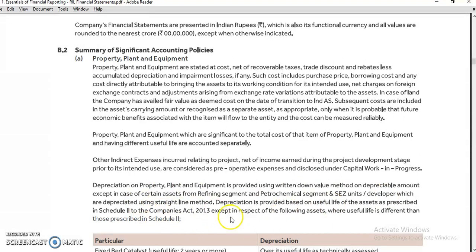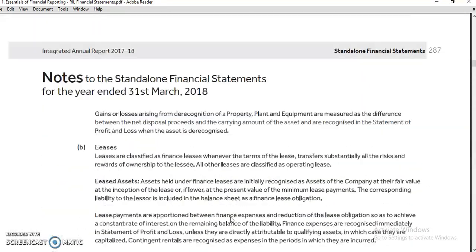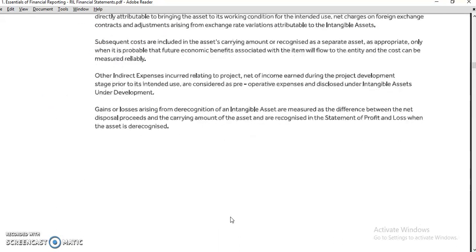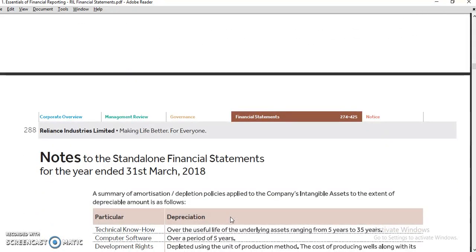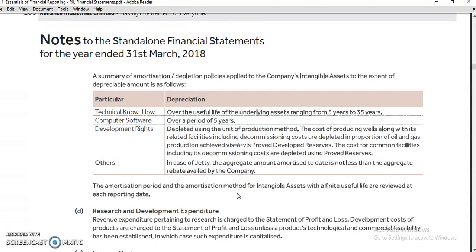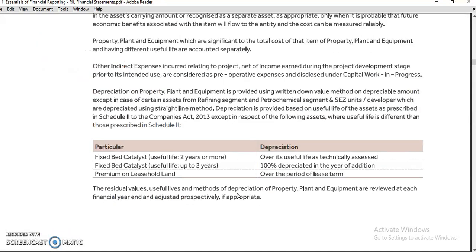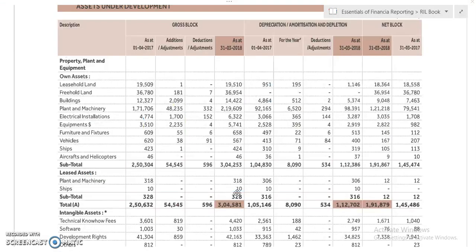In the case of certain assets, normally they mention the life as well, which is not mentioned here. For leases and intangible assets, they are not mentioning the life. Here, computers, others, and research and development, they are not mentioning how many years of life they are using. If you want to know more details, we probably have to go to the company and ask. If you are a shareholder, you can definitely ask how much life has been calculated for these gross blocks. Now we're going back to the financial statements.